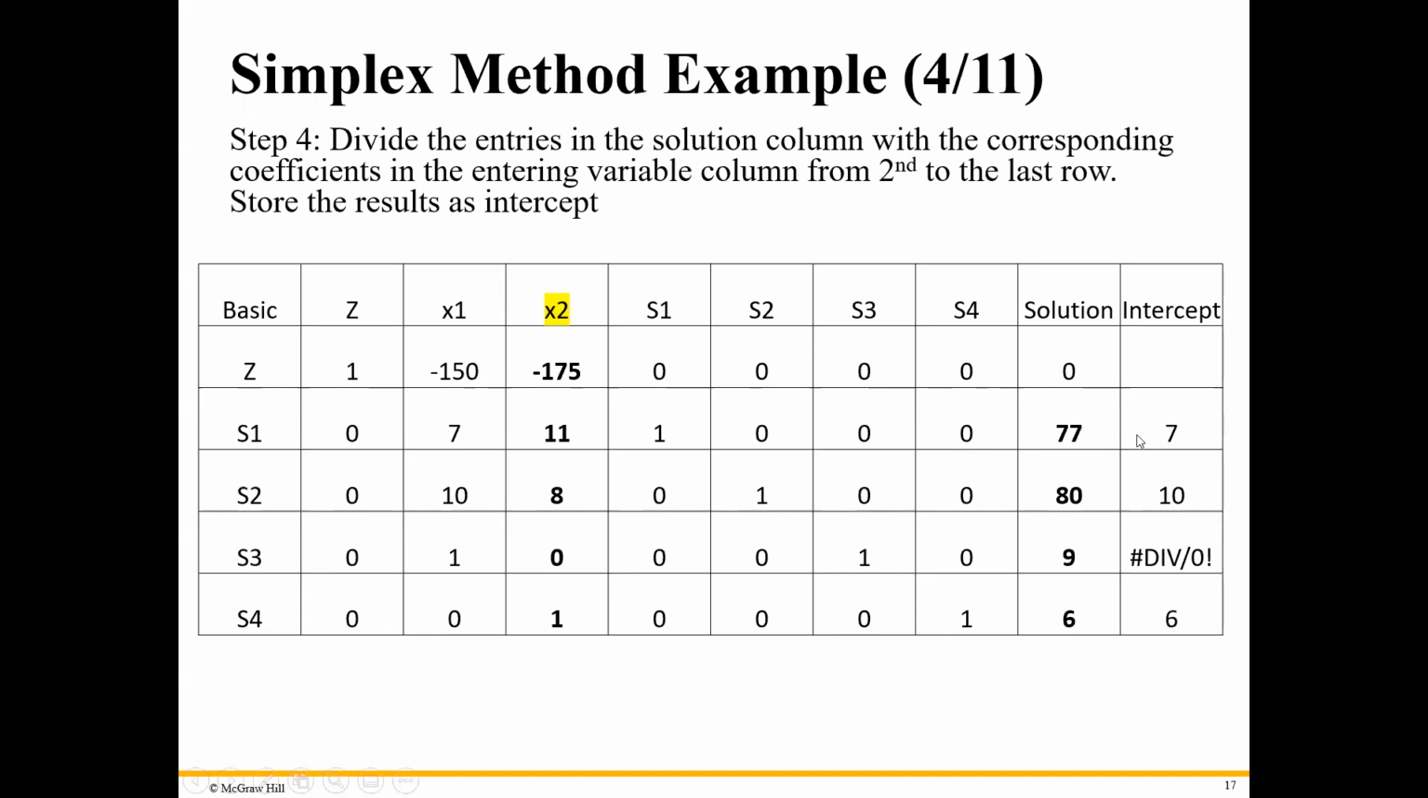Out of these 4 values, what is the least positive value? What we have to choose is the least positive value, not the negative value. Negative values you will disregard. If there are any negative values, you will disregard them. We will choose the least positive value. The least positive value is this 6, and the 6 is in the 4th row.